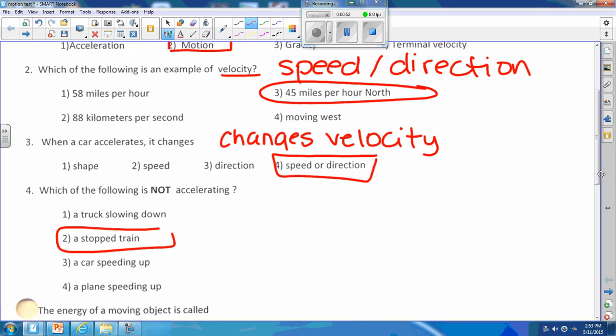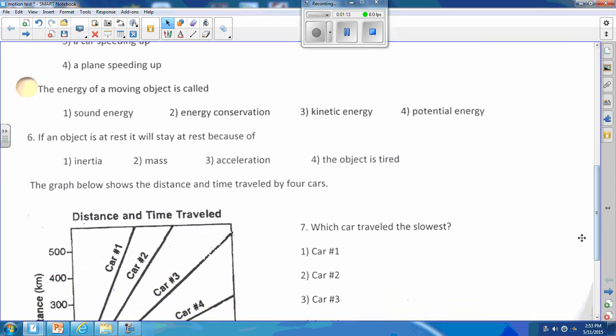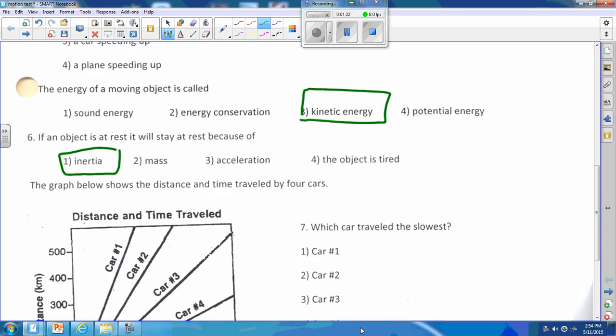This one's doing nothing. The energy of a moving object is called, this is a question that we've had already. So energy of a moving object is called kinetic energy. I need to scroll forward, excuse me for a moment. Okay. Energy of a moving object is kinetic energy. An object will stay at rest because of inertia. This is Newton's first law of motion. An object at rest will stay at rest. An object in motion will stay in motion.